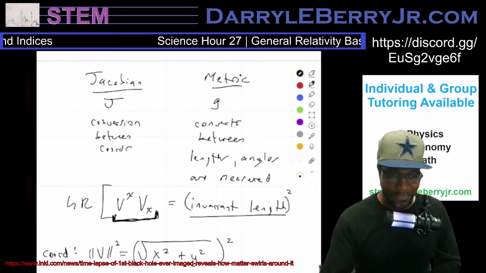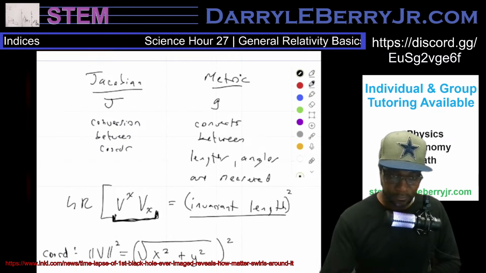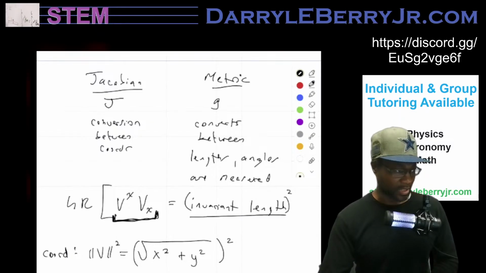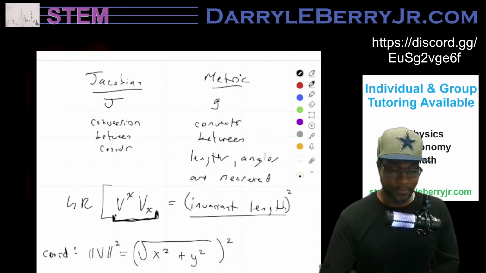Oh, and I realized I still have the text there. Let me remove this text real fast. All right, there we go. So let me know if you have any questions before we move on. I'll start writing in the next phase of this where we start actually getting the Jacobian.